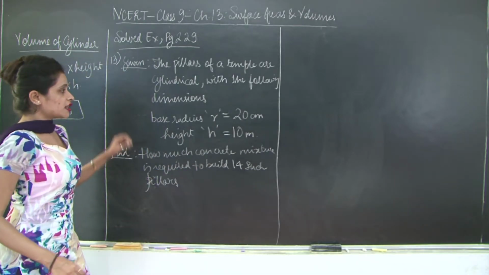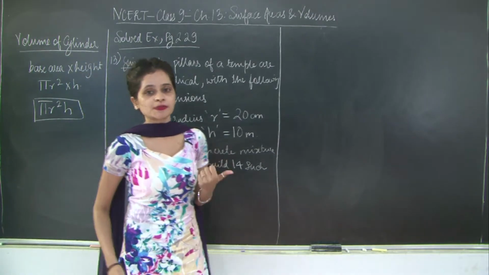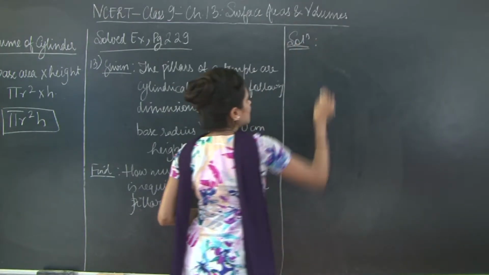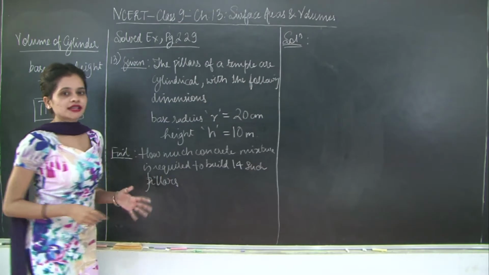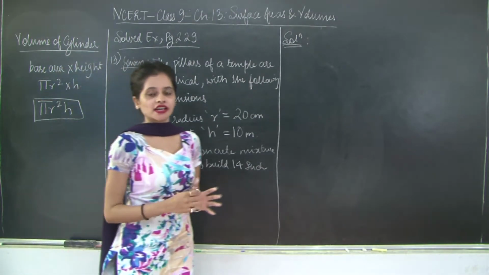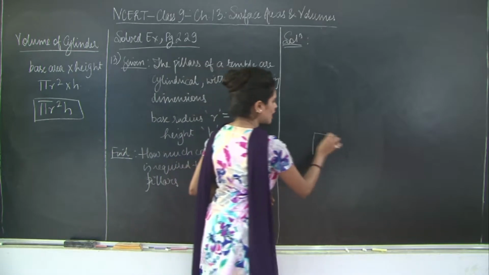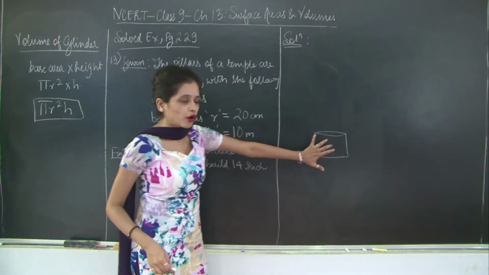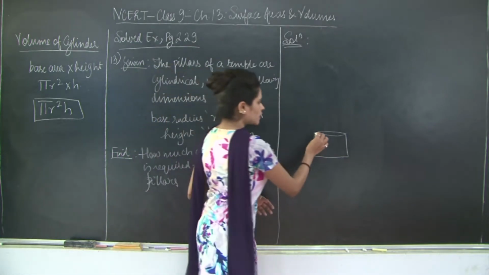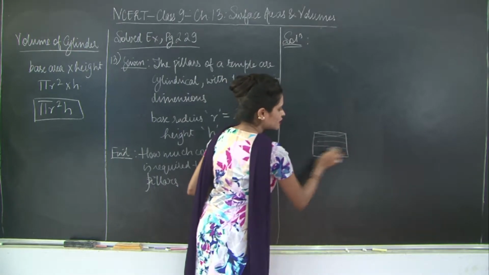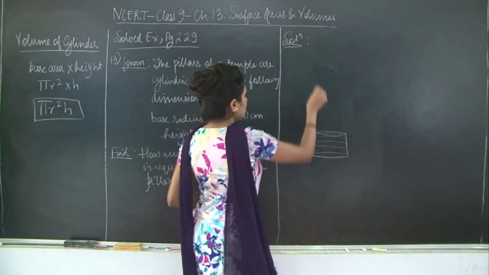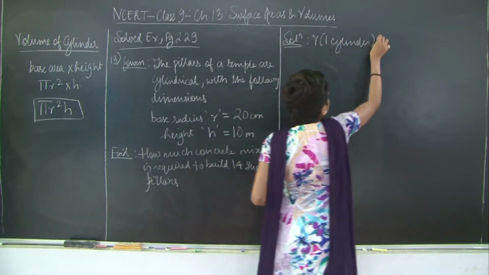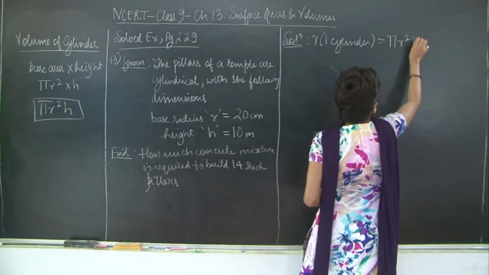We just have to apply the formula for volume of right circular cylinder, which is pi r square h. So I'll say solution. And once again, why are we finding the volume of the cylinder? Because this pillar is going to be completely filled. Whenever something is completely filled, like let's say you have a utensil, remember we learned about solid and hollow objects. So this one is going to be a solid object. So we're going to find the volume. This entire pillar is going to be completely filled with concrete, right? So first of all, I'll say volume of one cylinder is equal to pi r square h.